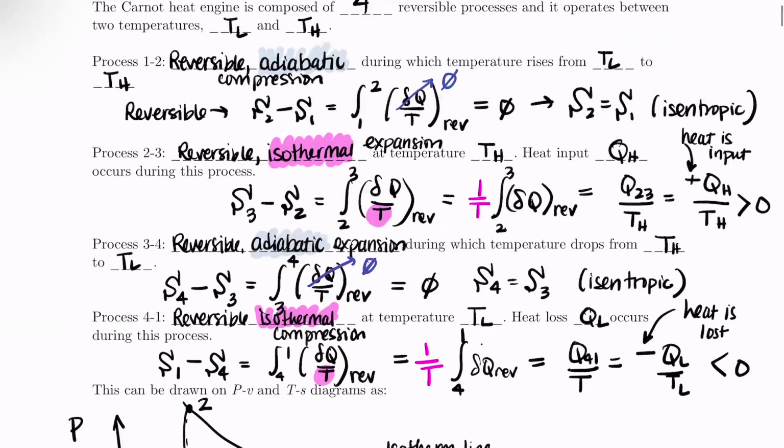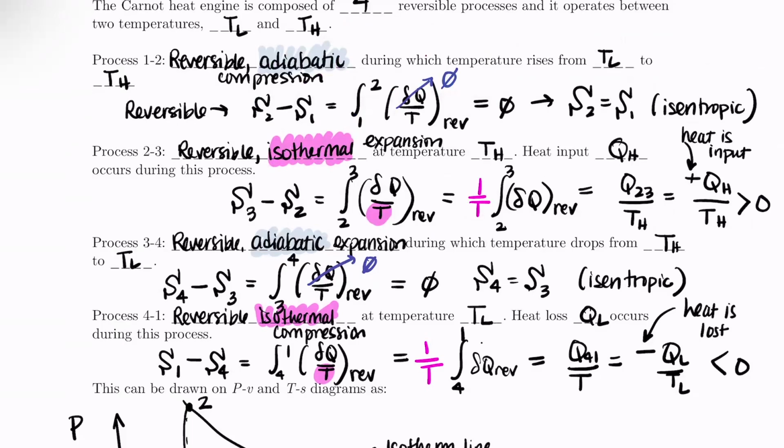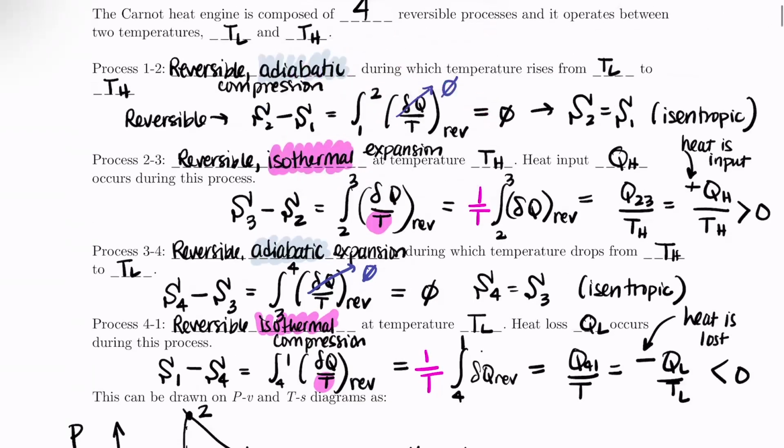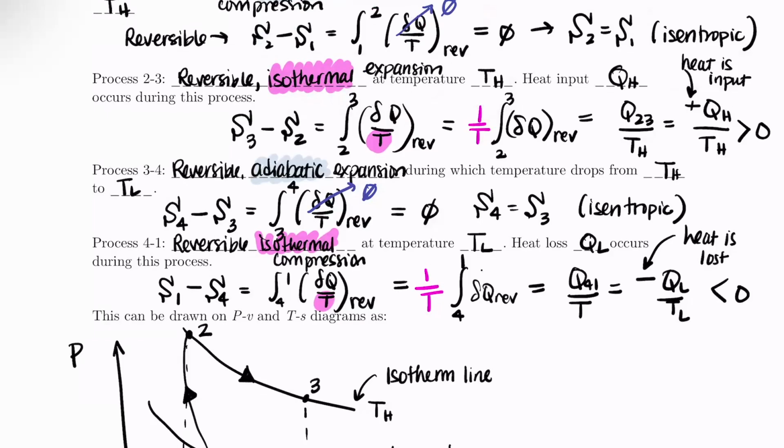Okay. To go from 2 to 3, we're doing an isothermal expansion. Isothermal means we're going to stay on our isotherm line, and we're expanding, so we're just going to move up in specific volume. We'll move over here, where this is our specific volume at 3. During this process, we are inputting heat. So often this is done by drawing an arrow for the heat that's being added into the system. Pointing towards our cycle means that it's coming in.